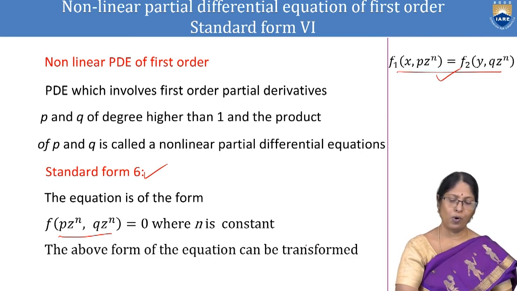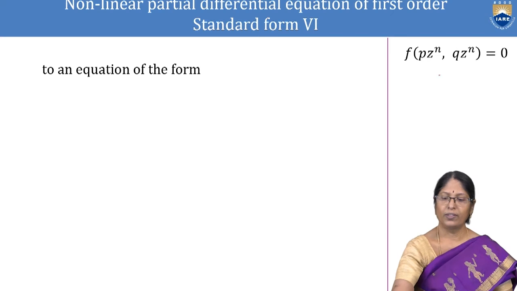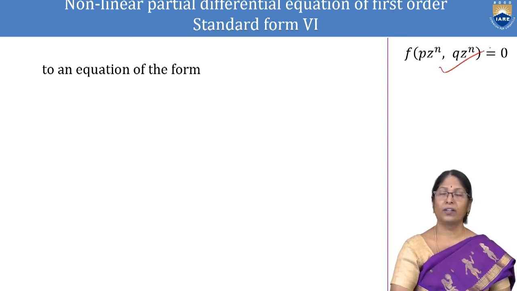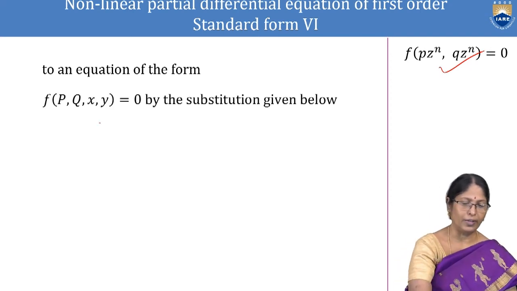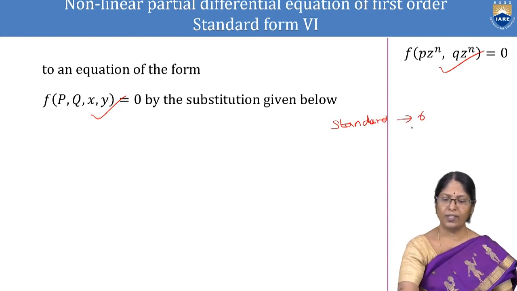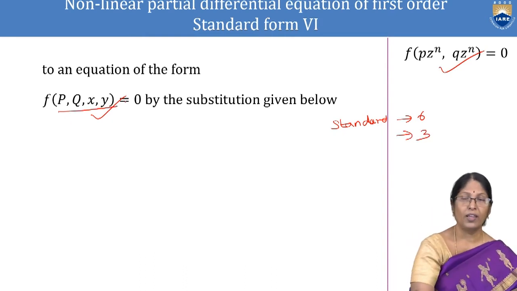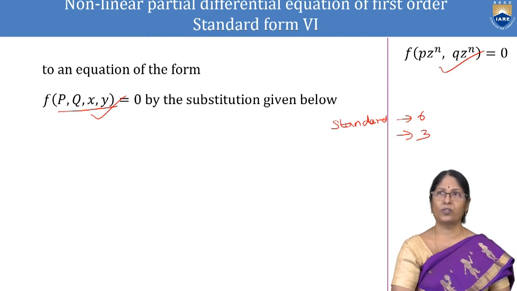The above form of the equation, which is our standard form 6, is transformed to another form. So standard form 6 is reduced to standard form 3. That is, standard form 3 has p, q, x, y. Strictly, z is not there. We have to keep that in mind.